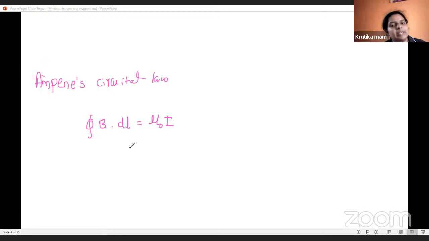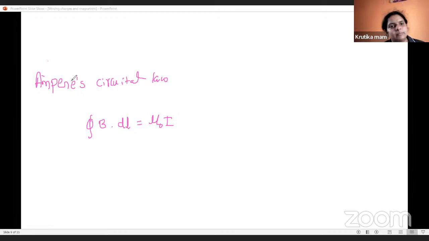So after this we have the solenoid and the toroid, but the toroid part, I told you yesterday, the toroid is deleted. So we will discuss only the solenoid. So before going for the solenoid, we have one more small expression. So let us derive that based on the Ampere's circuital law.